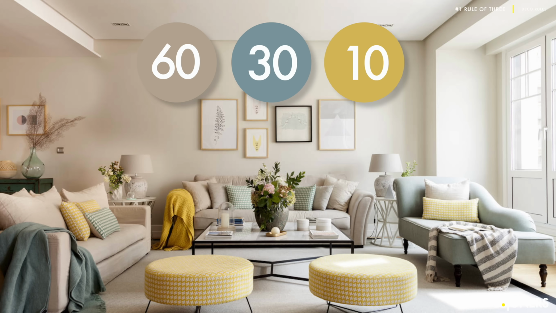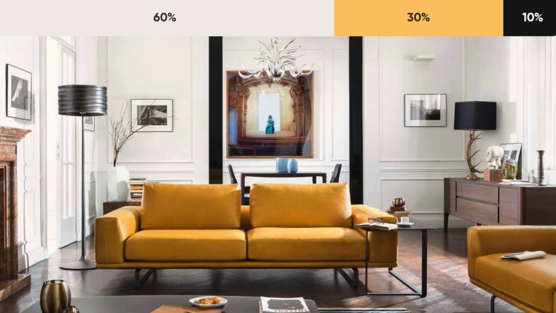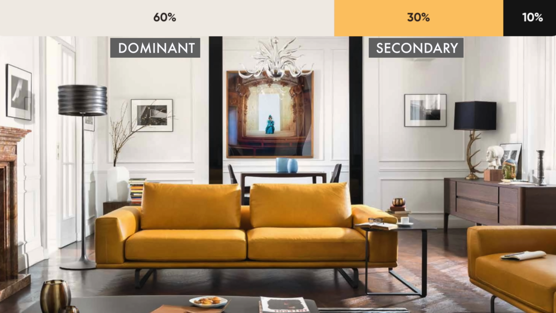We talked about these in past videos. Do you remember the 60-30-10 rule? Yes, it's a rule of 3 applied in color palettes. It consists of using a dominant color, a secondary one, and another as an accent.